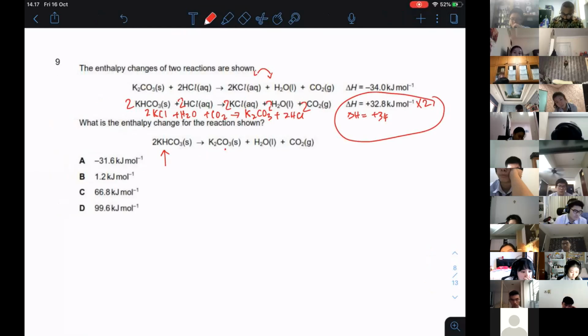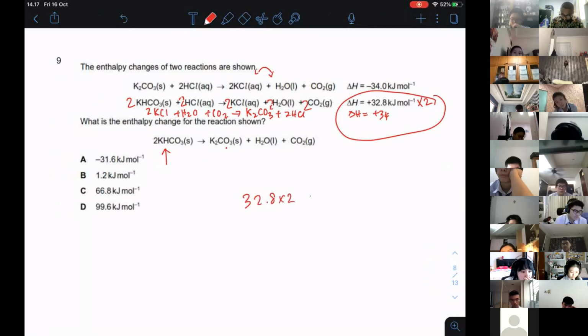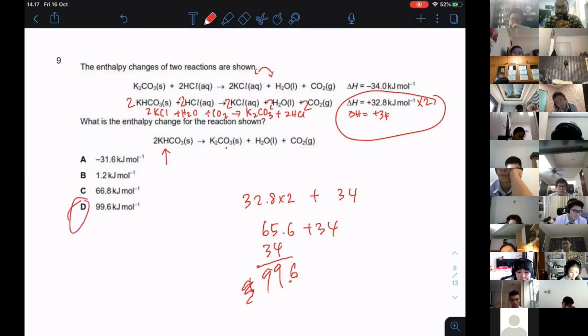32.8 times 2 plus 34. You will get 65.6 plus 34. You will get 99.6. No need to think so much. If you're really good, you will be able to solve this within 10 seconds. So you just need to actually identify which method you need to use.